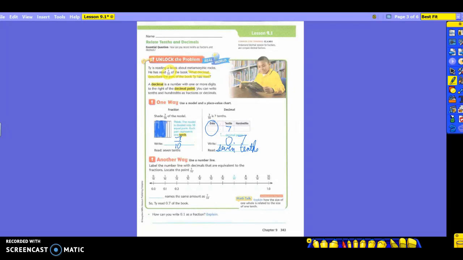Now, if you look, you have another way of doing this. They're going to show you how to do it on a number line. So we're going to label the number line with decimals that are equivalent to the fraction. Now, we've done fractions for a long time. We should not have issues with fractions. We're going to then locate the point 7/10. So take a look at this. On the top, they're putting what?